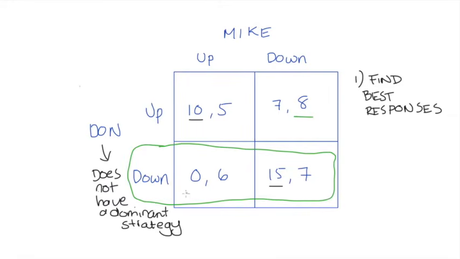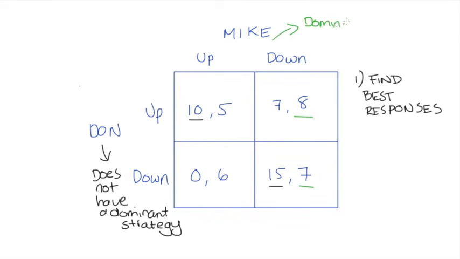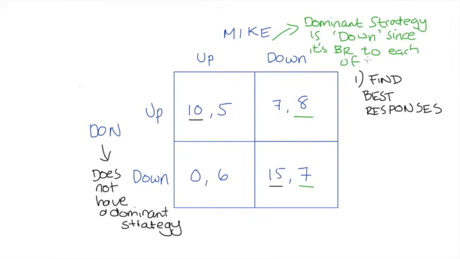What happens if Don goes down? Well, we're on this row here. Mike could go up and get 6 or down and get 7. 7 is larger than 6, so Mike's best response is to go down. We can note here that Mike, in contrast to Don, has a dominant strategy because whether or not Don goes up or down, Mike's best response is to go down. So down is a dominant strategy for Mike.